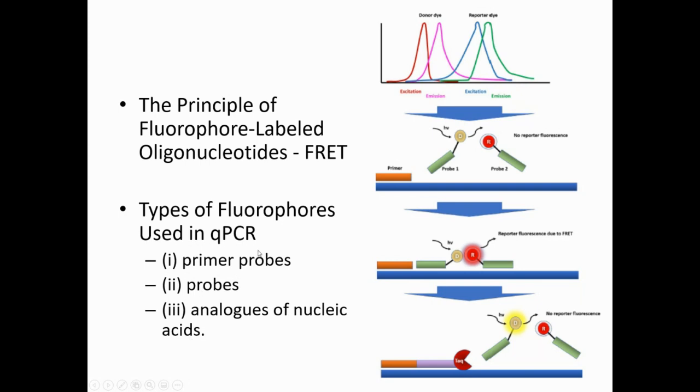The primer probe means they design the primer, and the primer can also be used as a probe. That's called a primer probe. And for the probe, you design an extra probe on top of the two primers. And analog nucleic acid, you directly use the modified nucleic acid. So these are the different types of chemistry they use.